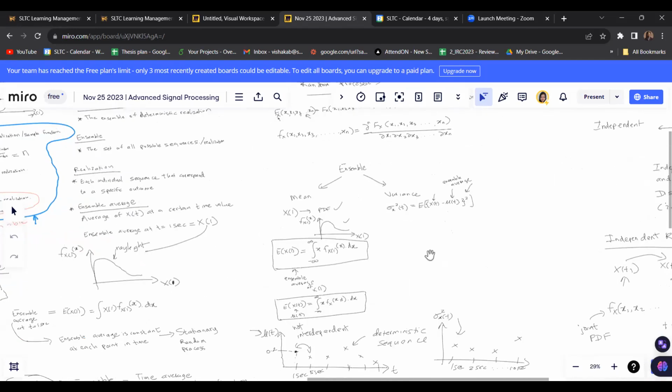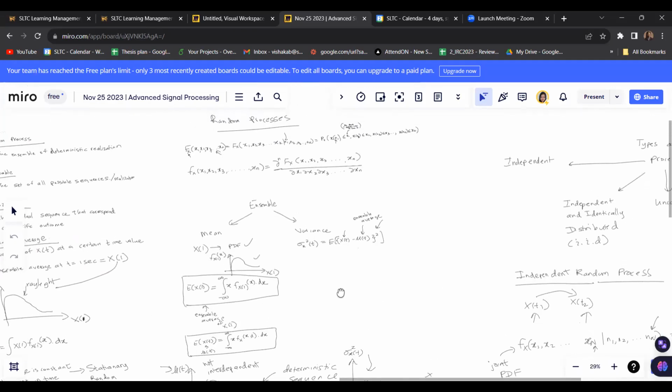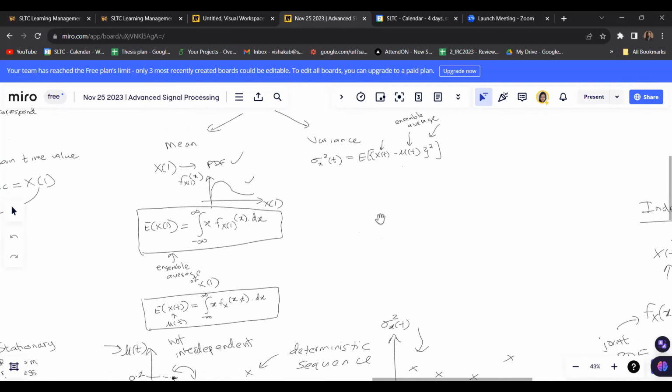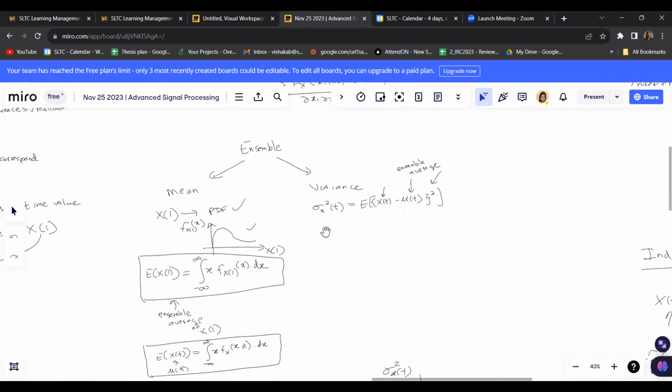We also discussed other parameters related to the ensemble in the last class, and we defined the mean of the ensemble, its mathematical definition, and also we defined the variance and how to find the variance of an ensemble. Right, so remember, ensemble is the random variable that we define for a certain specific time instance, and we can find the ensemble statistics by considering the values of the realization at a specific time instance.